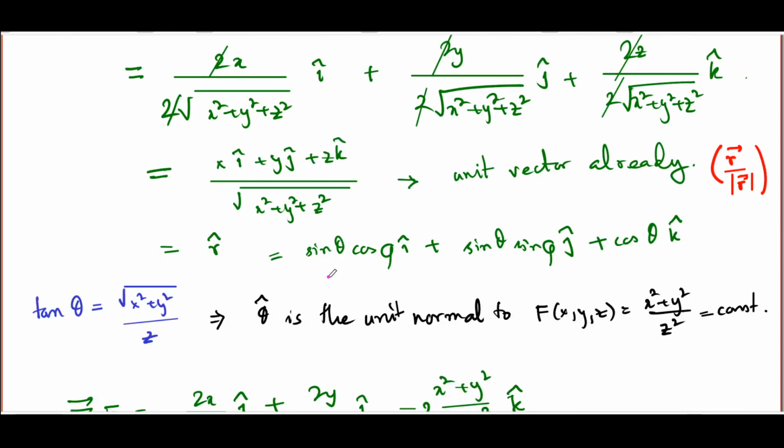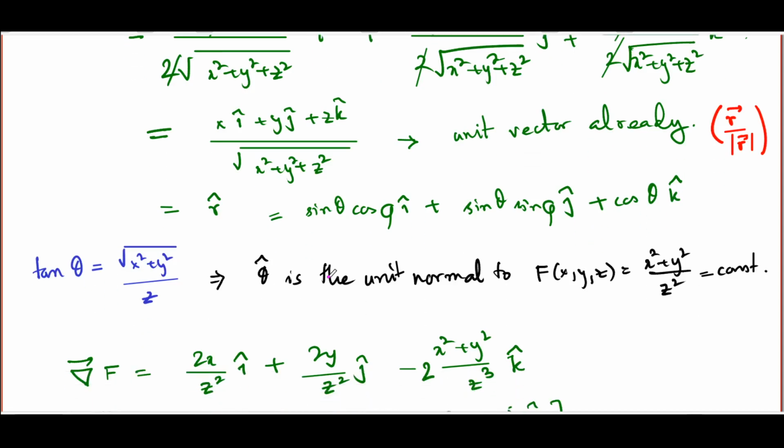However, what makes life a bit easier for us is that theta hat is not only the unit normal to the surface given by the square root of x square plus y square by z equals constant, or tan inverse of that equals constant, which is even more complicated, but it can also be described a bit more simply as the unit normal to the same surface, but now described through x square plus y square by z square equals constant. That, you will agree, is definitely simpler, at least a simpler function to differentiate and handle than tan inverse of the square root of x square plus y square by z. Now, how do you get the gradient of this? Simple.